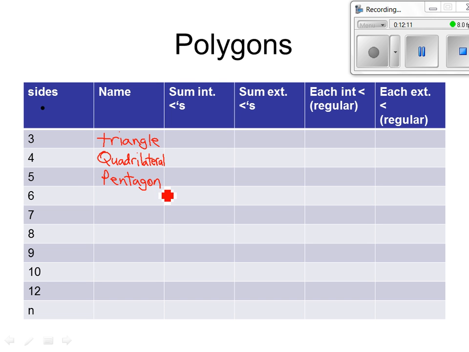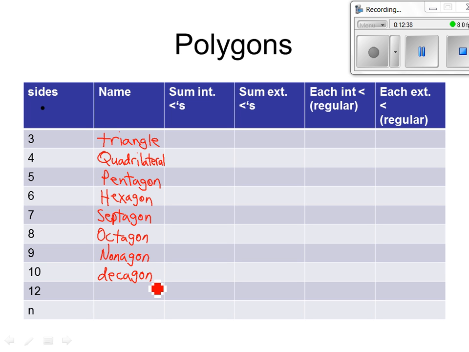5-sided pentagon, 6-sided hexagon, 7-sided. I'm going to write septagon. The other name is what? Heptagon. 8-sided octagon. 9-sided nonagon. 10-sided is a decagon.